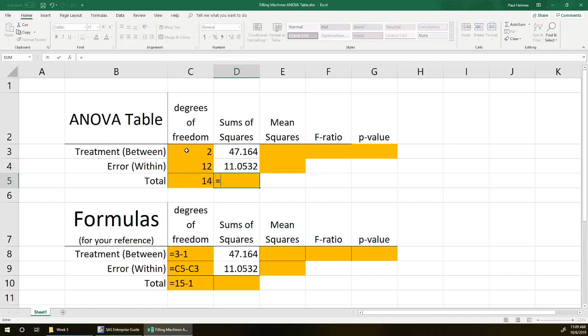Our total sums of squares, not that we actually are going to use this, but it's good to fill out our entire table, is the sum of each of our sums of squares. For our mean squares, we take the sums of squares divided by their respective degrees of freedom.